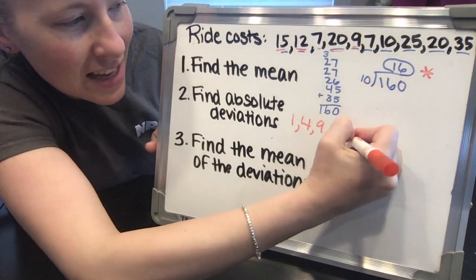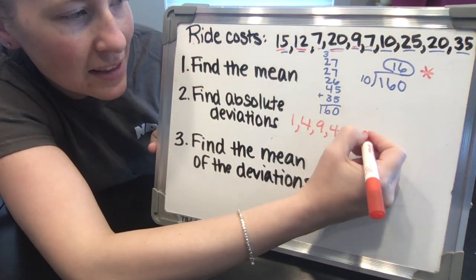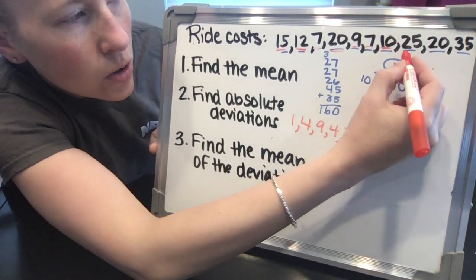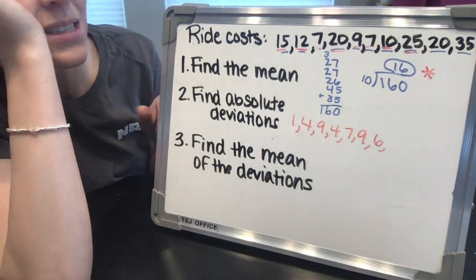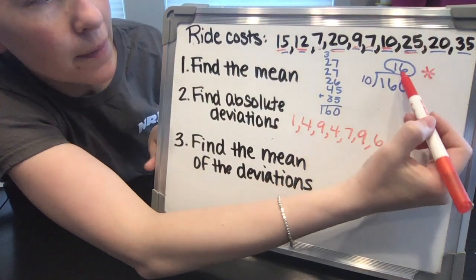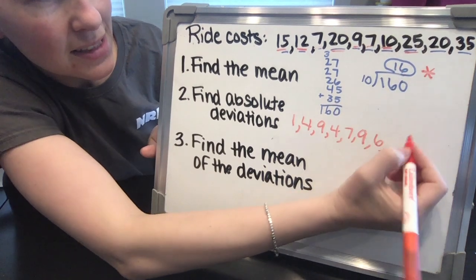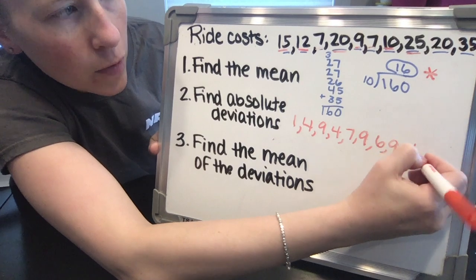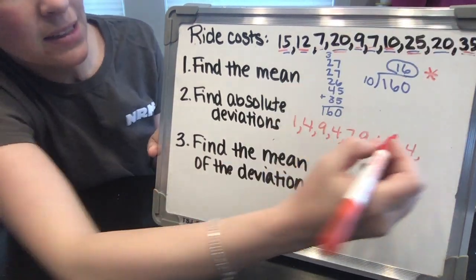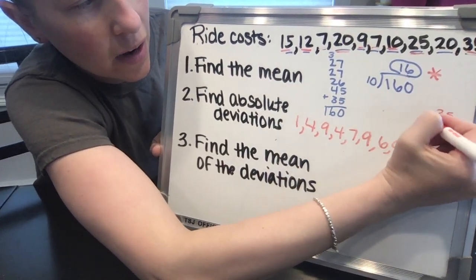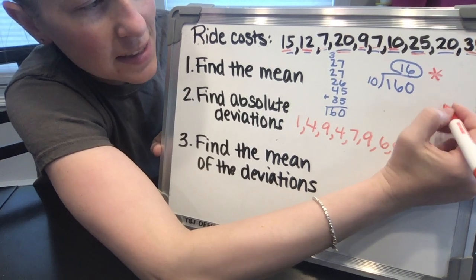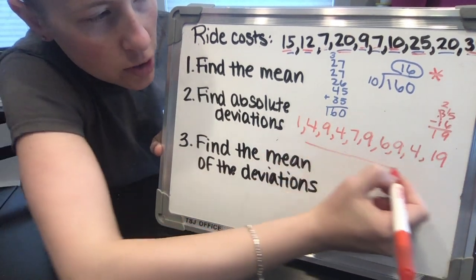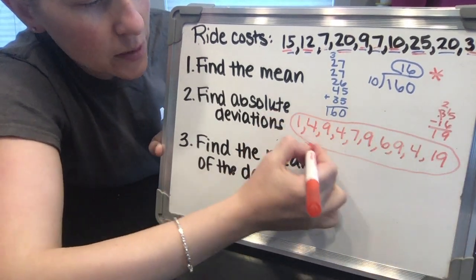16 minus 9 is 7 away. 16 minus 7 is 9. 16 minus 10 is 6 away. Ooh, 25 minus 16. Well, 25 minus 10 is 15. Minus 6 is 9. 20 minus 16 is another 4. And 35 minus 16, I have no idea. I'm going to do this out. 35 minus 16. 19. Okay, so I've gotten my new list of all of my absolute deviations.